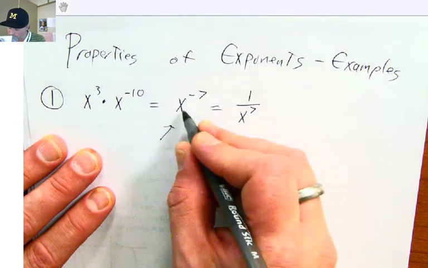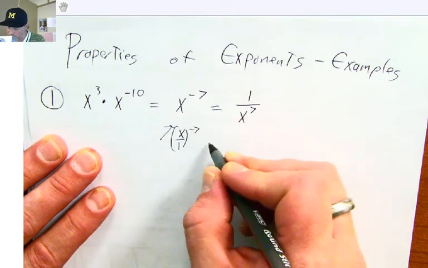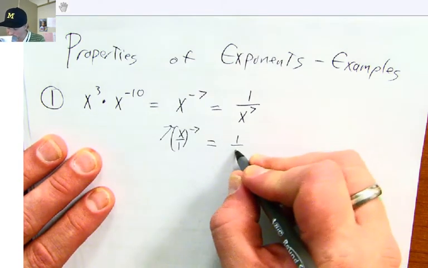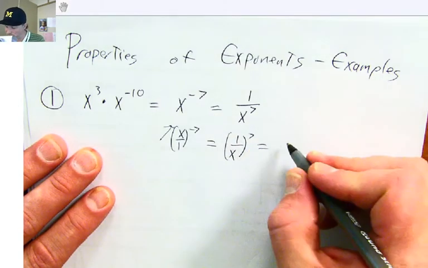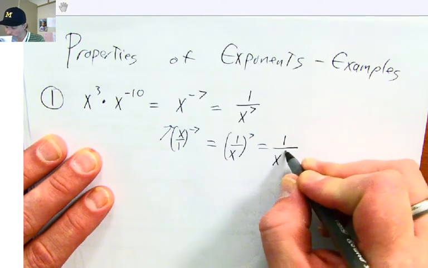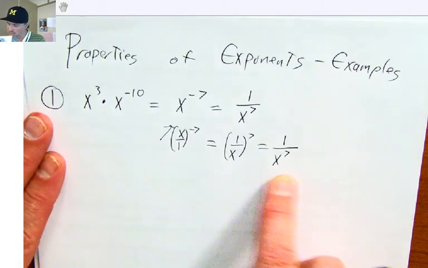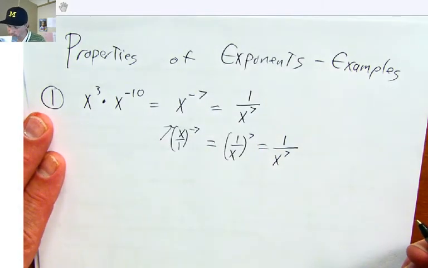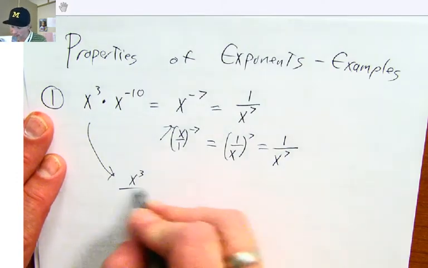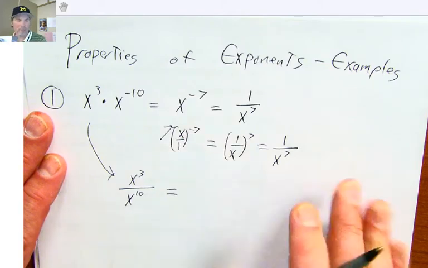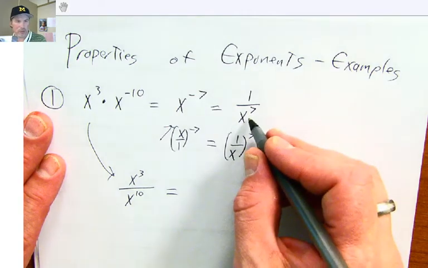Another way of looking at it at this step is x over 1 to the negative 7. So you could reciprocate this, and this becomes 1 over x to the positive 7. But then you would need to apply the power rules, and it becomes 1 to the 7, which is 1, and x to the 7. So there are different ways you can get to that answer. Another way, you could think of this as x to the 3 divided by x to the positive 10. Then you would subtract them, and you'd get x to the negative 7, which is equal to 1 over x to the 7.